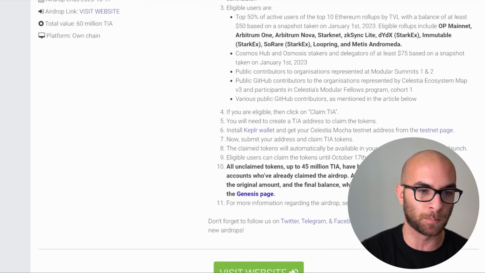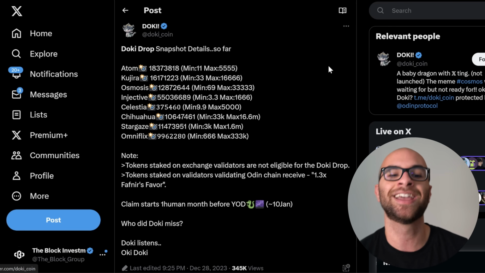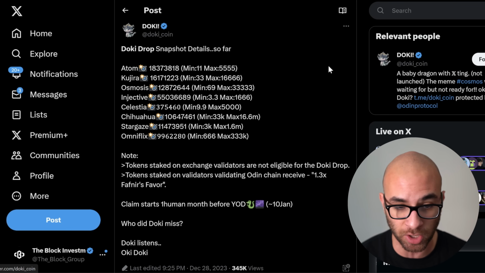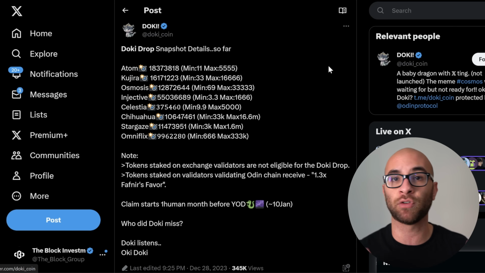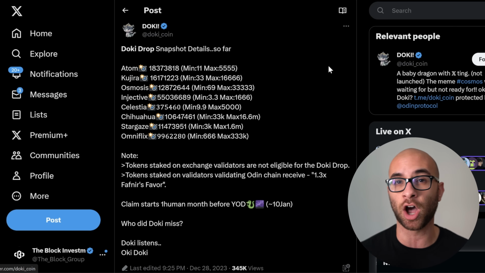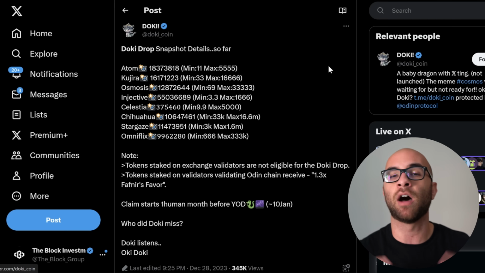Another one that I wanted to bring up was a meme coin that is actually launching on Odin, and this is the Dookie or Doki token. And with Celestia, they were looking for 9.9 Celestia at around $15 per Celestia. It's around 150 bucks, and that was the minimum. And then once again, they had a maximum of around 5,000 Celestia. So I would really split up your wallets if you can, guys, and try to hit that $150 number. Otherwise, you might not actually be qualifying for all these airdrops that are about to happen.